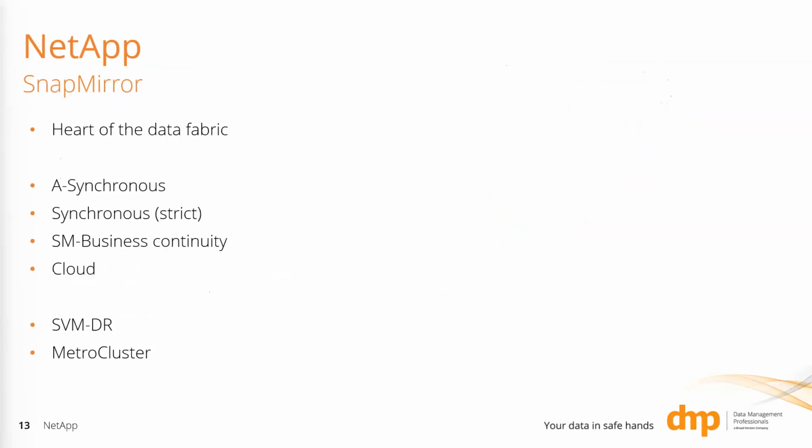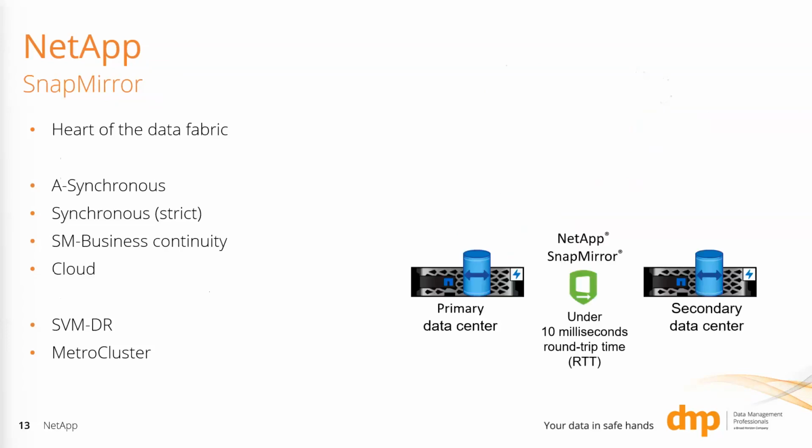So back to the data fabric and the SnapMirror protocol. The SnapMirror protocol was created years ago, which basically made it possible to replicate your data between two systems. And they did all sorts of iterations of SnapMirror. The first one was very easy, just a complete copy of a volume, including its snapshots, to another data center.